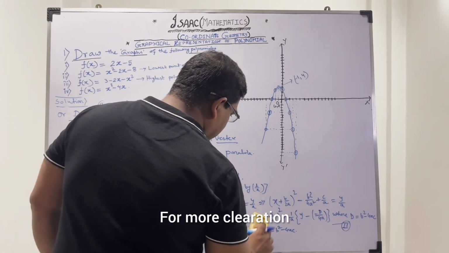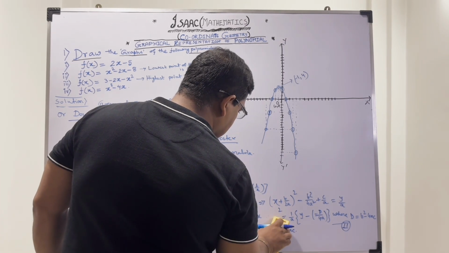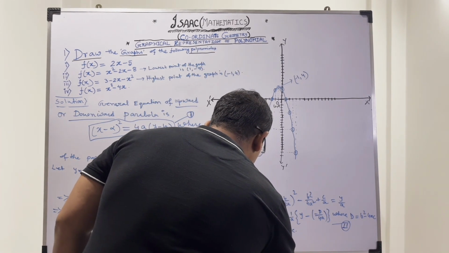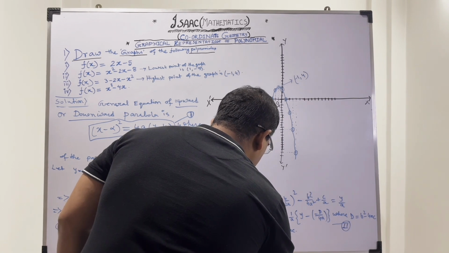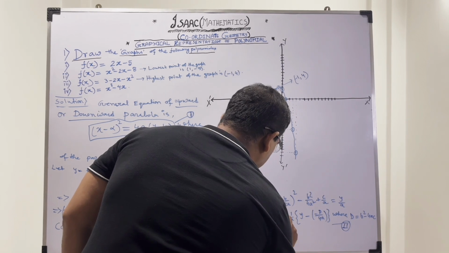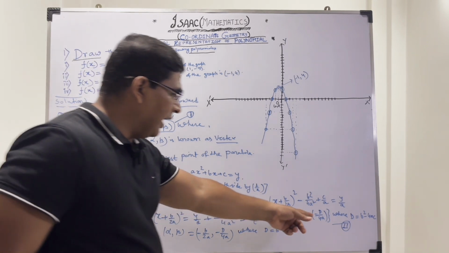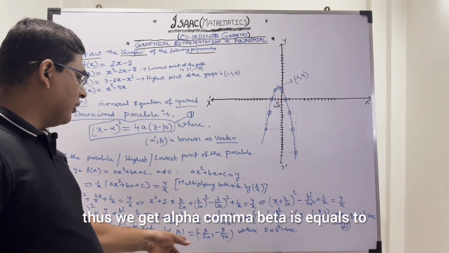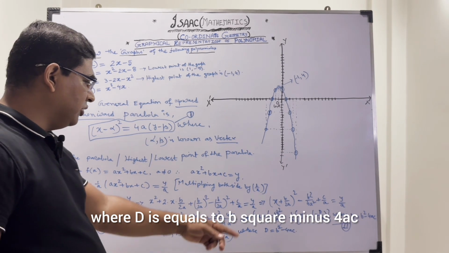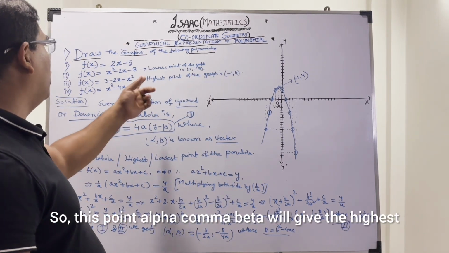For more clarification, we can write this as alpha and this is equal to beta. Thus we get alpha comma beta is equal to minus b by 2a comma minus capital D by 4a, where D is equal to b square minus 4ac. So this point alpha comma beta will give the highest or lowest point.